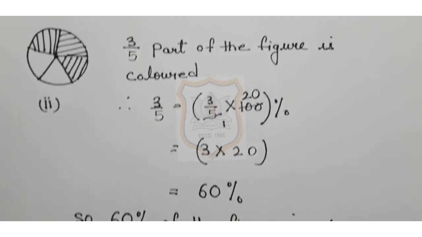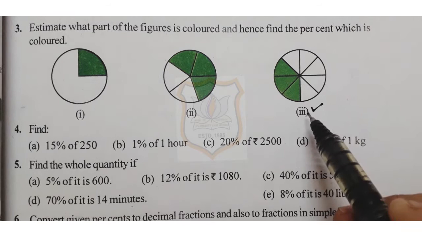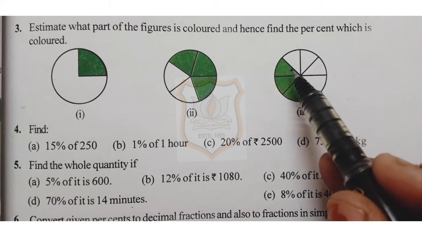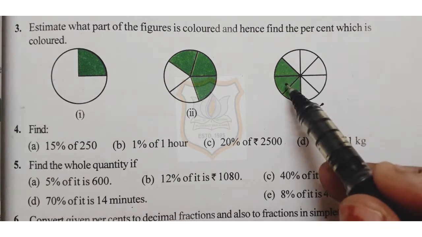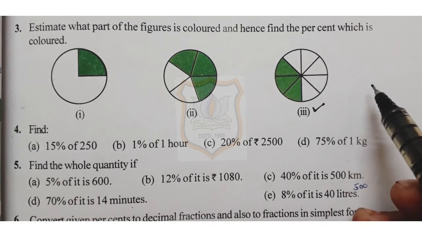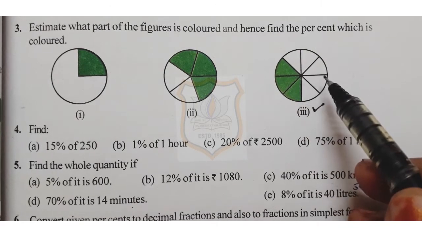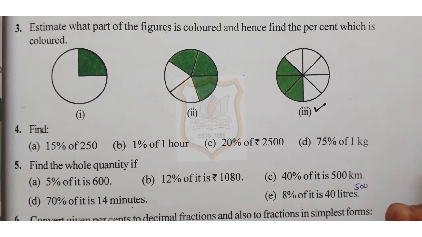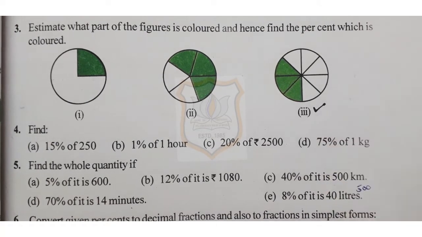In this figure, 60% is colored. Students, this third part you have to do yourself as homework. In this figure, how many parts are colored? Let's see. 1, 2, 3. 3 parts are colored and the total parts are 1, 2, 3, 4, 5, 6, 7 and 8. So 3 upon 8 parts are colored in this figure and you have to convert this fraction into percentage by multiplying it by 100. Now I have given you the hint. Now you can solve this third part of question number 3.